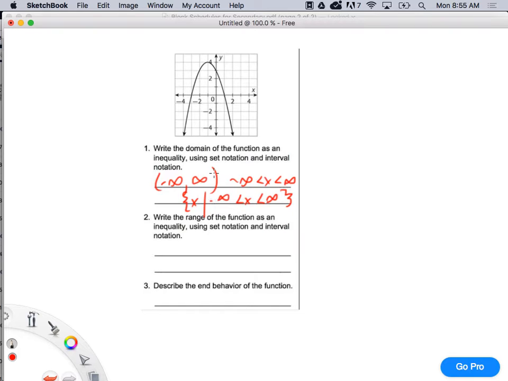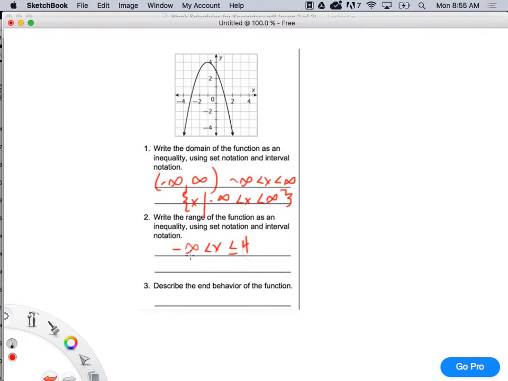Right, the range of the function. Now, the range, it goes from negative infinity is less than x is less than or equal to 4. Now, remember, your bigger number is always on the right and your smaller number is always on the left, just like on a number line. Okay? And then I could write that as inequality.